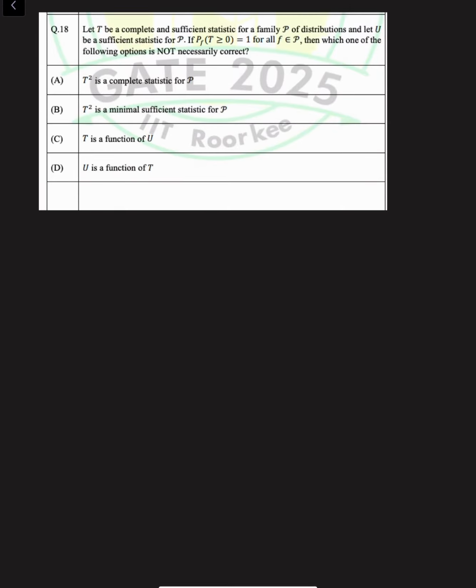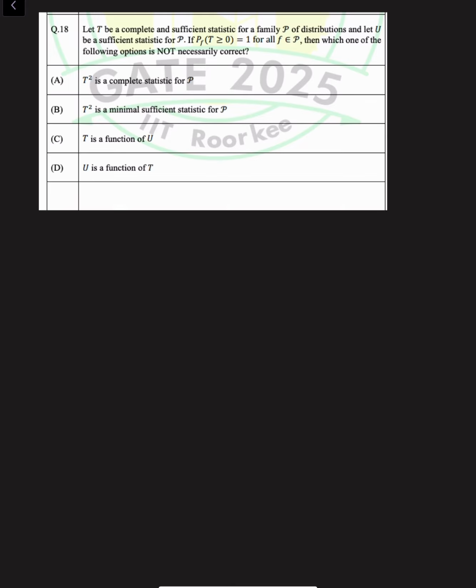Let T be a complete and sufficient statistic for a family P of distributions and U be a sufficient statistic for P. If the probability of T being greater than or equal to 0 is equal to 1 for all f belonging to P, then which of the following options is not necessarily correct?